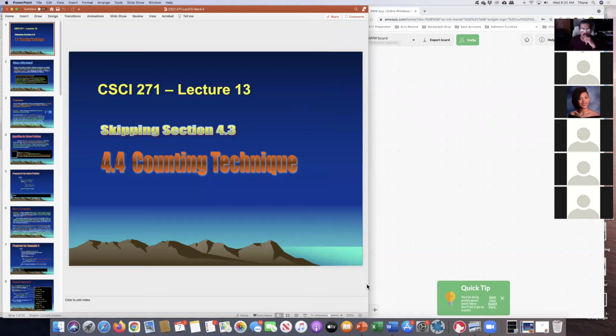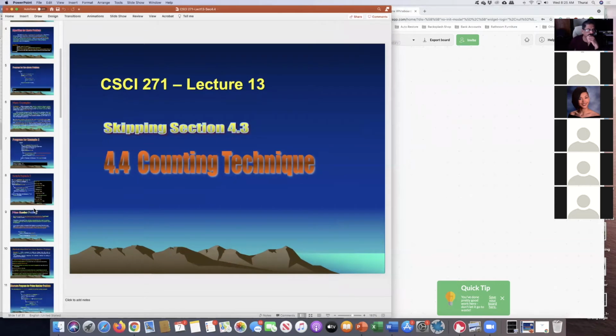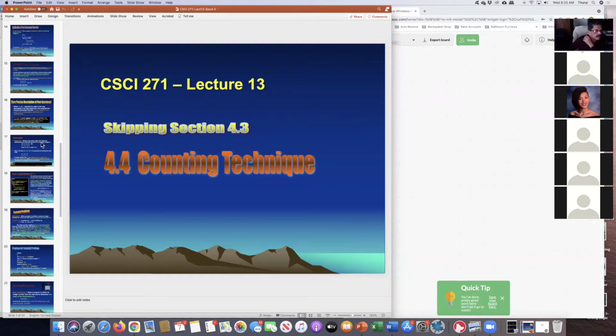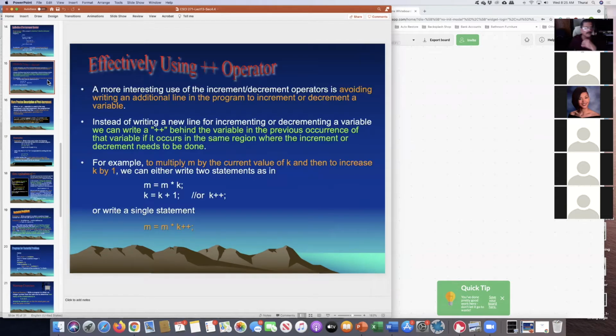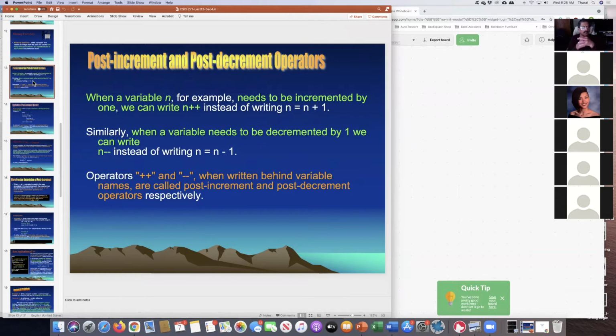the counting technique. Let's proceed. Well, we already did part of it. And so let's go to where we left off. The post increment operators. Right here.